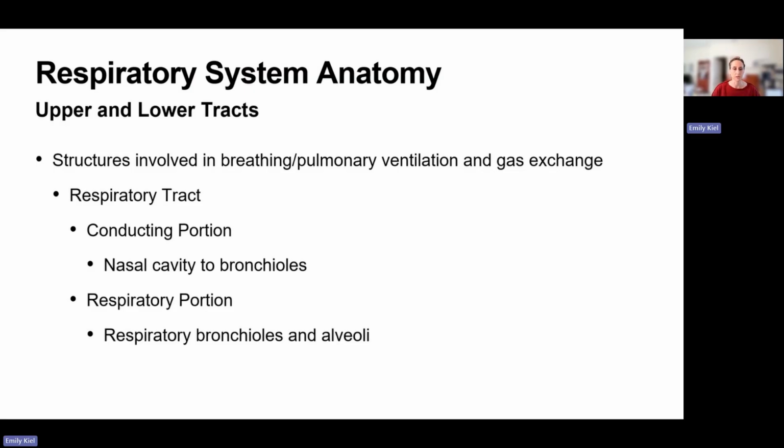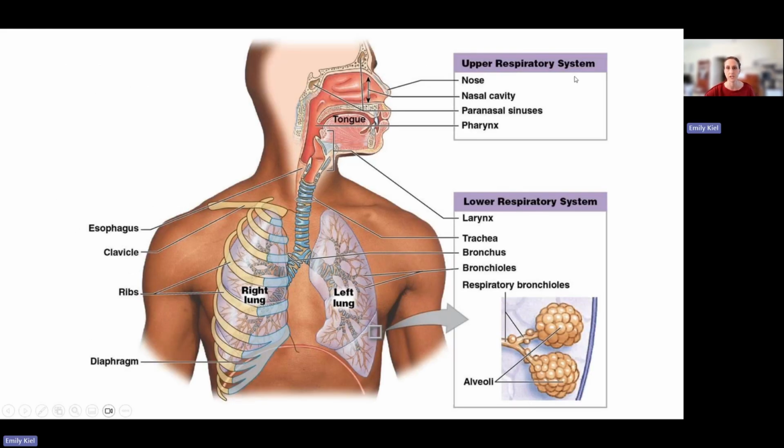And then we have the respiratory portion that's going to go from the respiratory bronchioles all the way down to the alveoli, and that's where we're going to have the actual gas exchange. So let's look at an image of this. Here is the upper respiratory system, where air will go through the nose to the nasal cavity. We're going to talk about the paranasal sinuses and the pharynx.